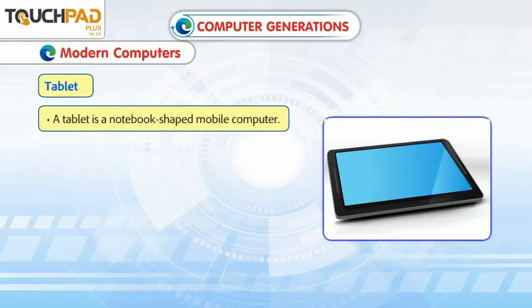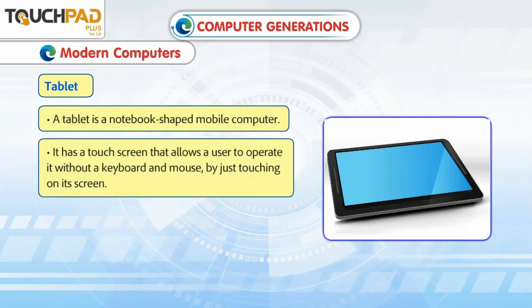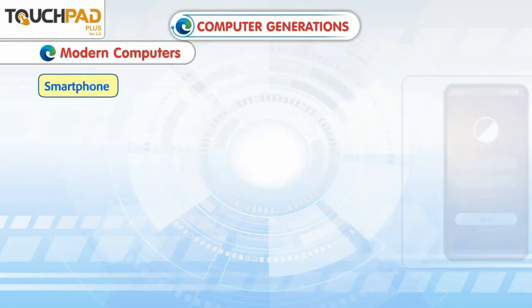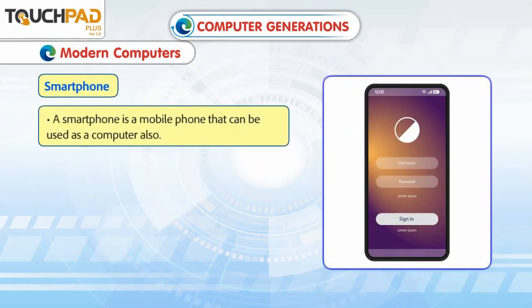Tablet. A tablet is a notebook-shaped mobile computer. It has a touch screen that allows a user to operate it without a keyboard and mouse by just touching on its screen. Smartphone. A smartphone is a mobile phone that can be used as a computer also.